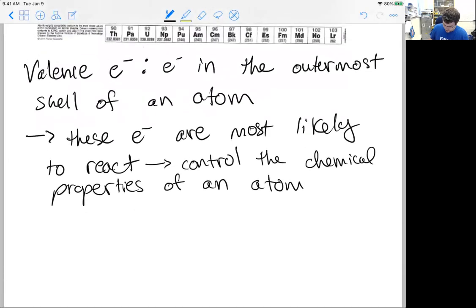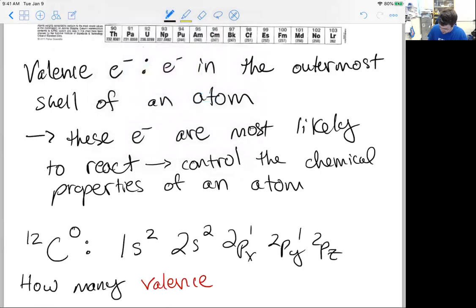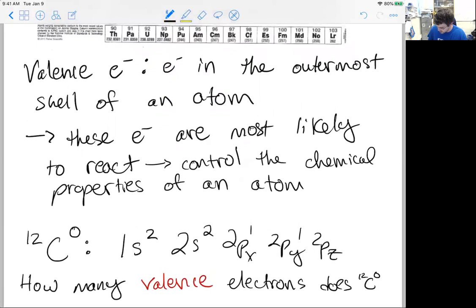Okay, so let's start to identify these things. If we go to C12, carbon 12 with a neutral charge, 0 charge, we have said before that the electron configuration is 1s2, 2s2, 2px, 2py, 2pz. I'm going to put 1 in the px and 1 in the py. You can flip those around if you need to. But I want to ask the question, changing the term up here, not total electrons, but valence electrons, how many does C12 have?